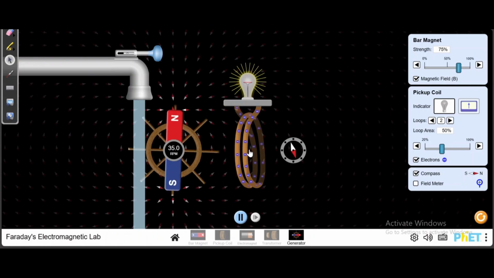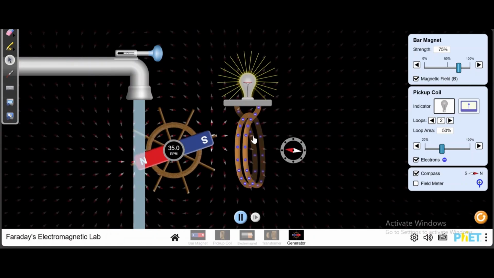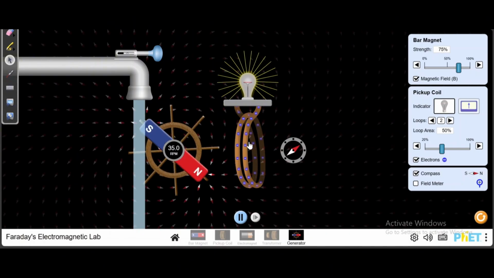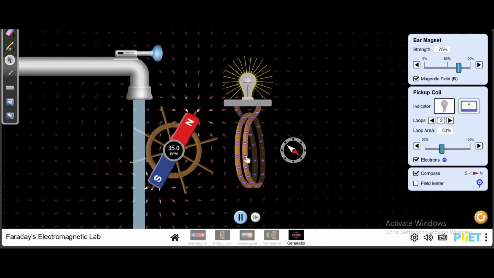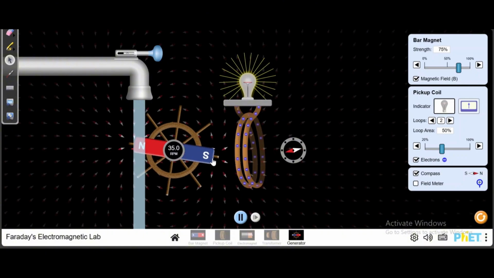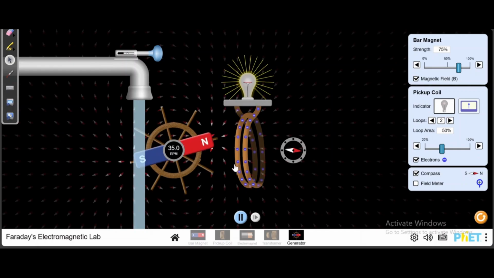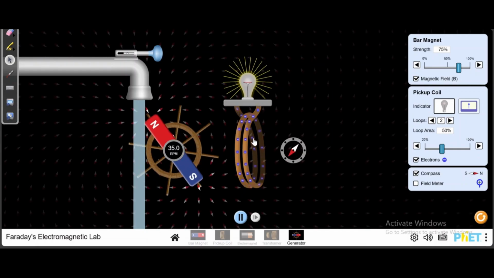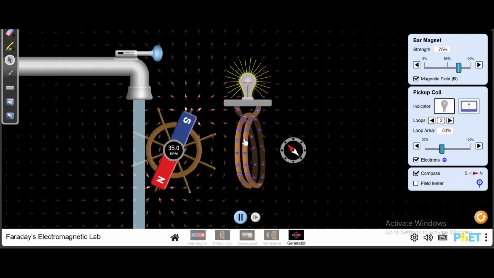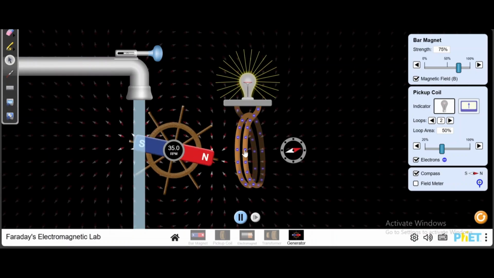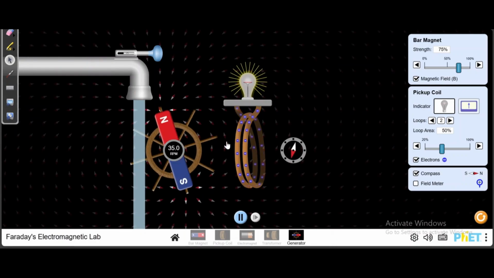So here these negative charges are present inside this circuit. The force is exerted on these negative charges due to the change in magnetic field. So the force exerted on the charges in the circuit in order to move them in a circuit is called the electromotive force.